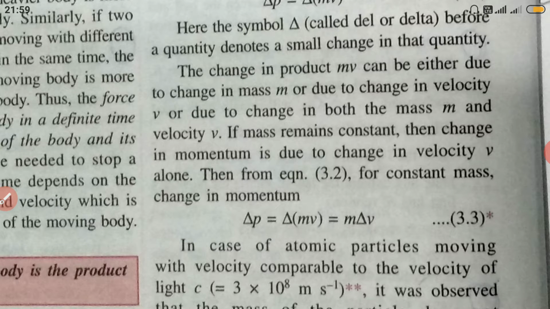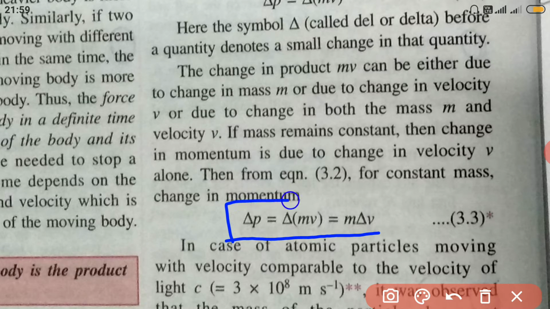Thus from equation 3.2, for constant mass the change in momentum should be del P equals del mv, which equals m del v. Why is this del not in front of m? Because mass generally does not change, right? I hope you understood here. If you haven't understood, please write in the comment section. Okay, del P equals del mv. This del cannot come in front of m because m did not change during the change in momentum. It did not break. So we are talking about the intact object. I hope you understood till here.